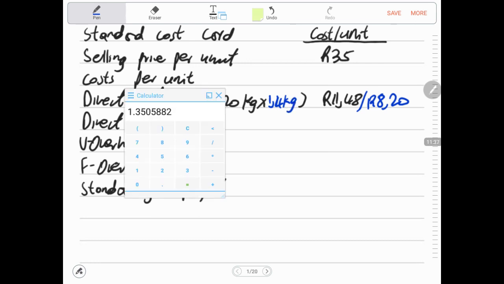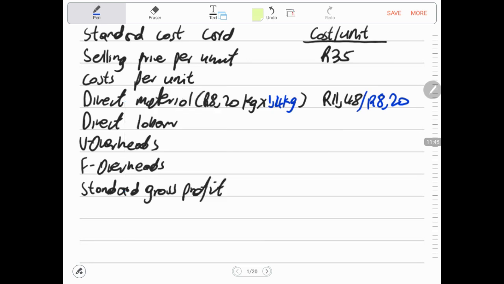I just rounded it off to 1.4. So we require 1.4, which is 1.35 kgs if you want to be exact, depending on the instruction in terms of how to round off. So that is the way in which we calculate our material in terms of the kgs that are required and the cost per unit.